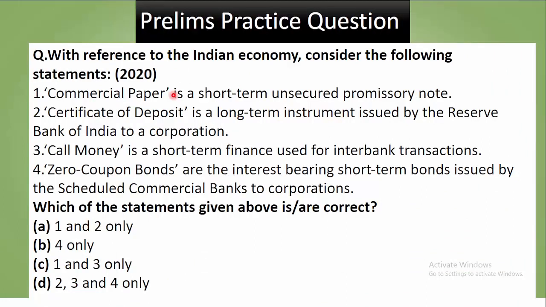Now we will come to our today's prelims practice question. This question came in the year 2020. With reference to the Indian economy, consider the following statements. 1. Commercial paper is a short-term unsecured promissory note. 2. Certificate of deposit is a long-term instrument issued by Reserve Bank of India to a corporation. 3. Call money is short-term finance used for interbank transactions. 4. Zero coupon bonds are the interest-bearing short-term bonds issued by the scheduled commercial banks to corporations. Which of the following statements is correct? You can pause the video and try to answer. So basically, the answer to this is 1 and 3 only, which is first and third. This is because zero coupon bonds are not interest bearing, they are non-interest bearing, and certificate of deposit is a short-term instrument.